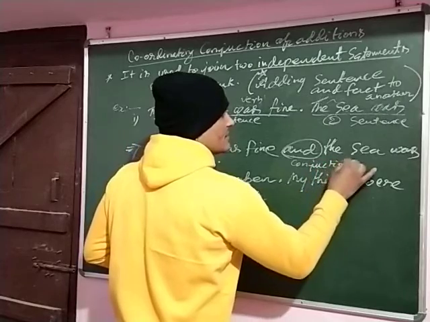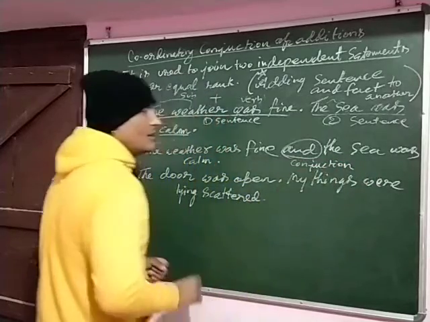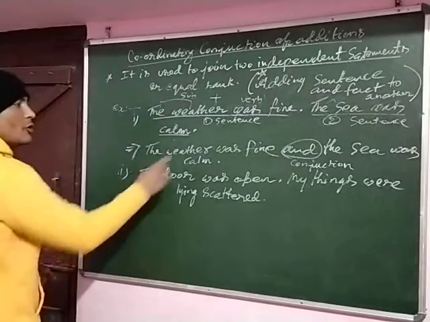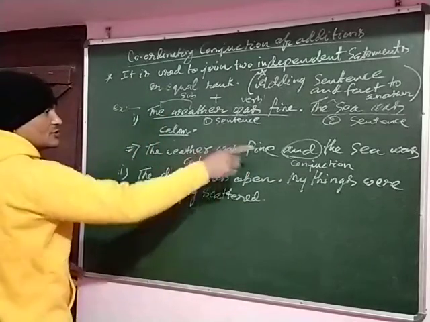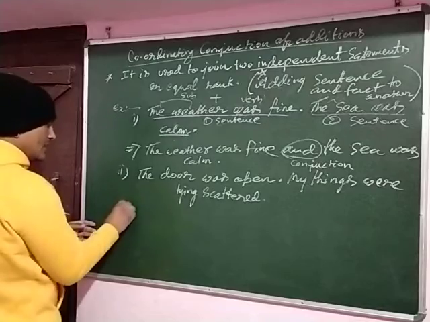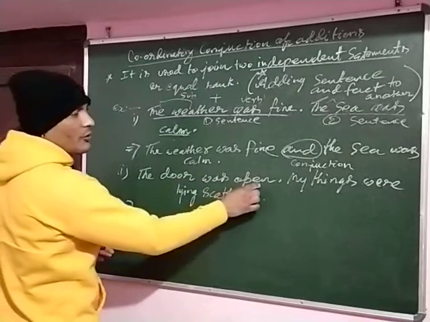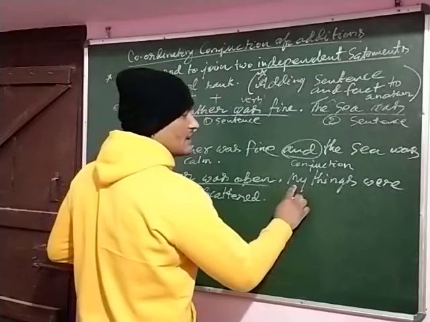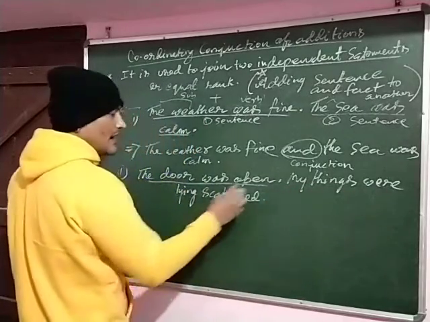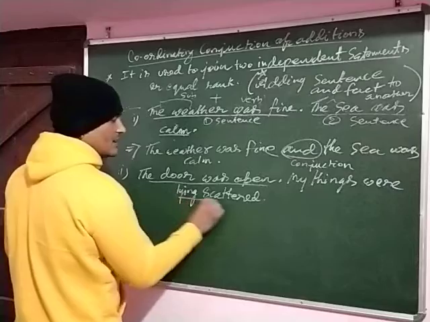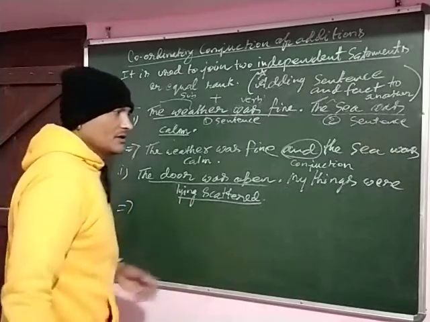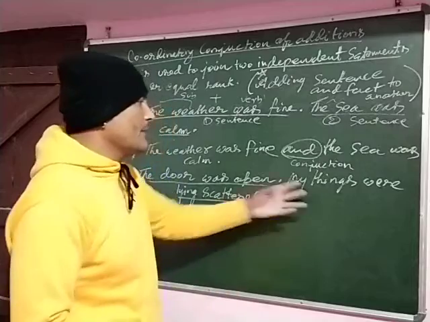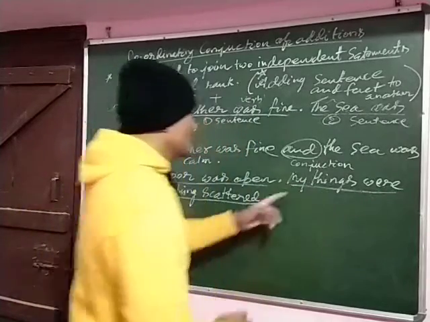And is a conjunction, and this "and" is called a coordinating conjunction of addition because it joins two sentences. Here is another example. The door was open. This is the first sentence, and another sentence: my things were lying scattered. These are the two sentences.